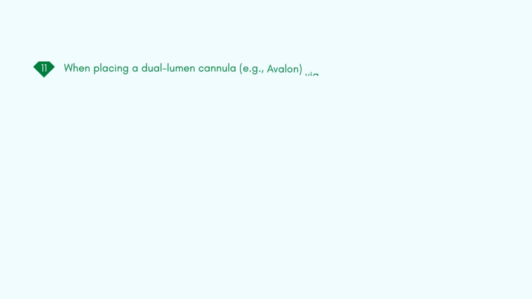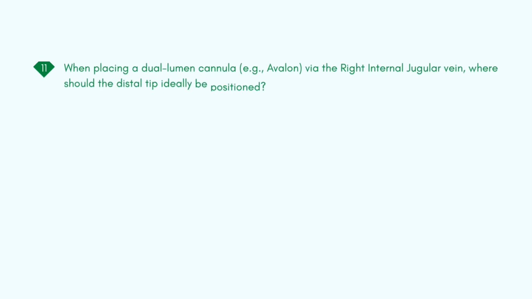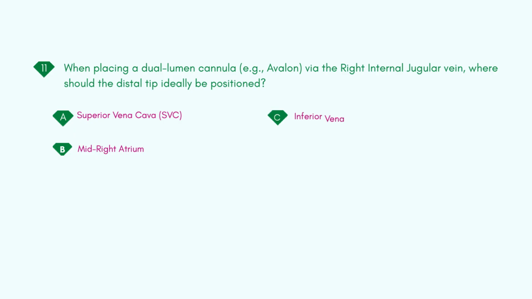When placing a dual-lumen cannula, e.g., Avalon, via the right internal jugular vein, where should the distal tip ideally be positioned? A. Superior vena cava, SVC. B. Mid-right atrium. C. Inferior vena cava, IVC. D. Right ventricle. Answer: C.